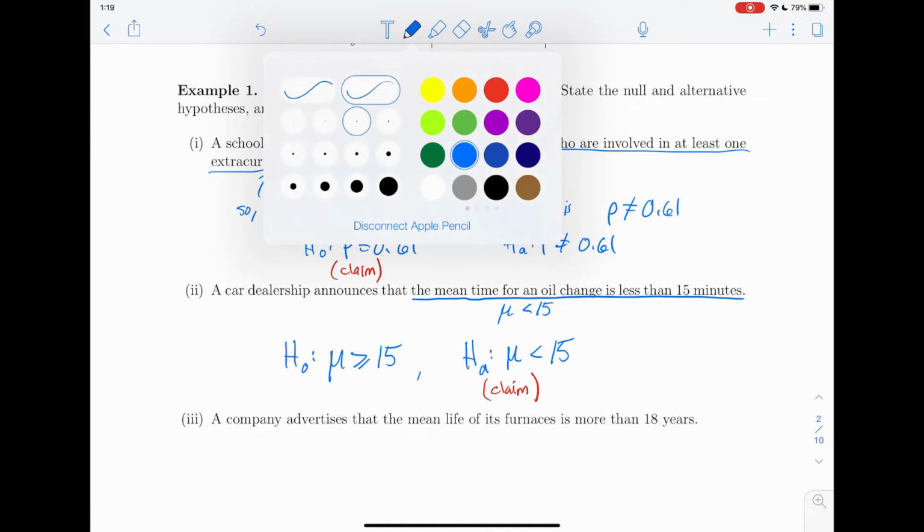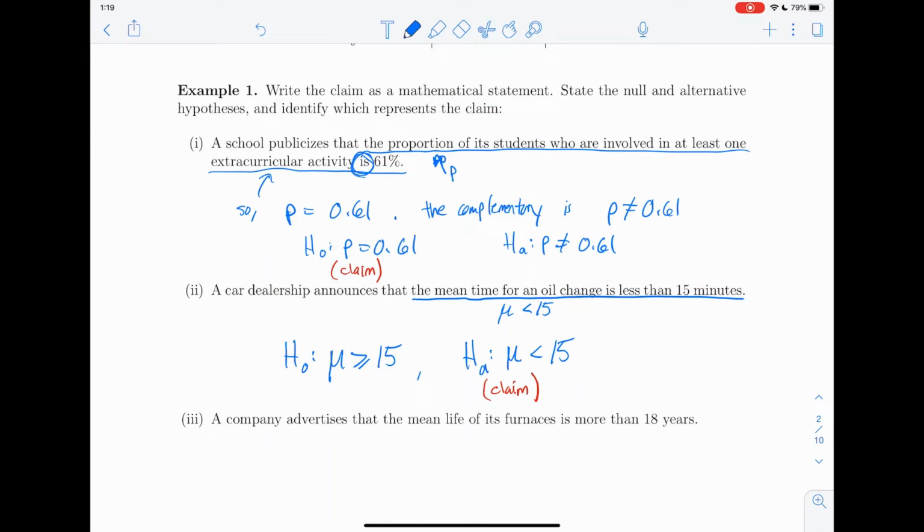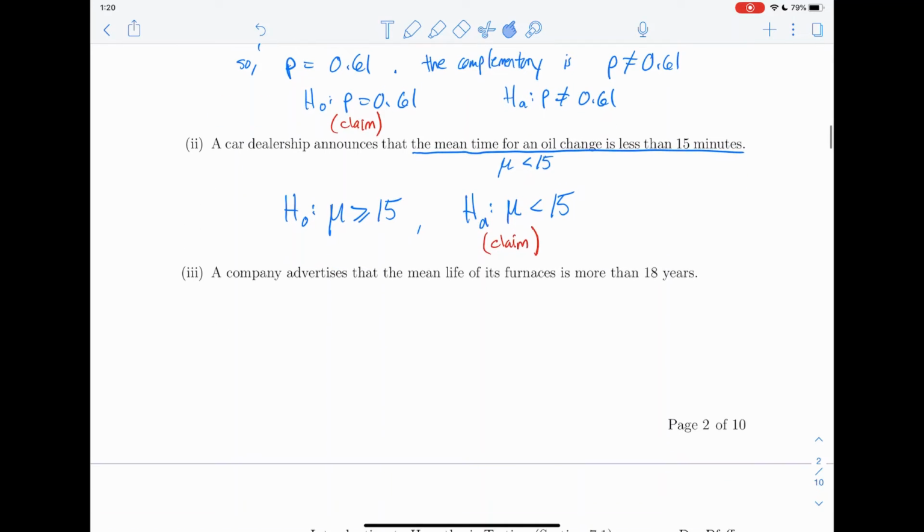It's important to realize that whether something is going to be the alternate hypothesis or the null hypothesis is dependent on whether it contains an equal sign or not. This does not contain an equal sign, so it's the alternate. This does contain an equal sign, so it's the null hypothesis. And then the claim gets attributed based on who's making the statement, and what statement they're making.